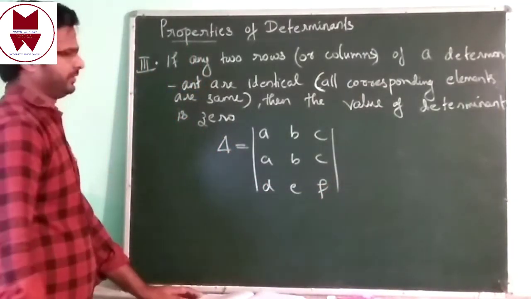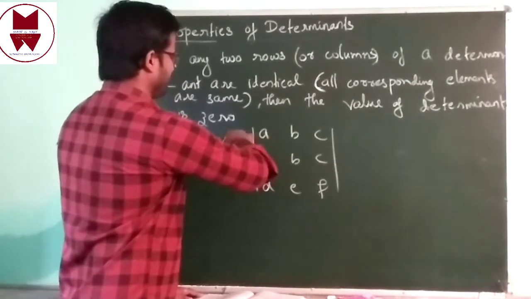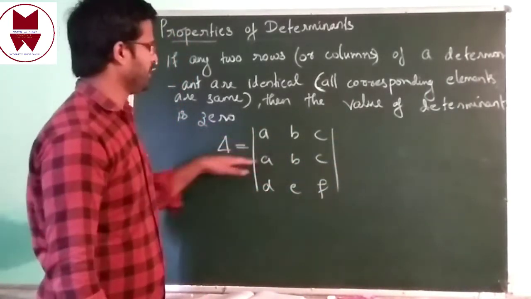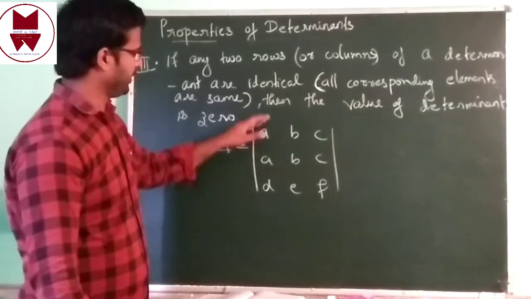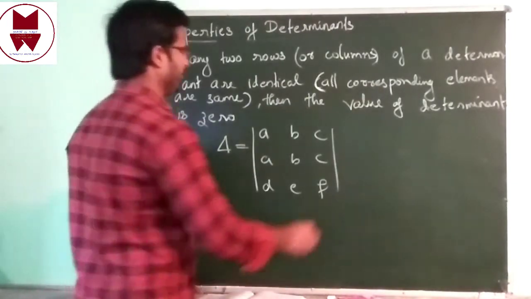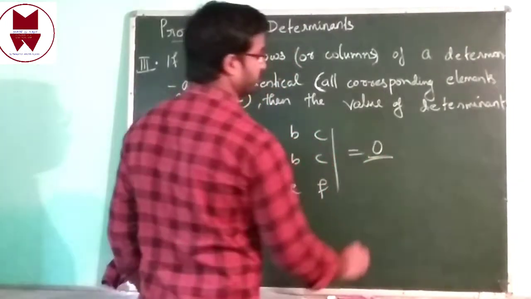This is one determinant. In here, the first row and second row are identical. That means all the corresponding elements are equal: A, B, C, A, B, C, isn't it? Then if you evaluate this determinant, you will get the answer 0.